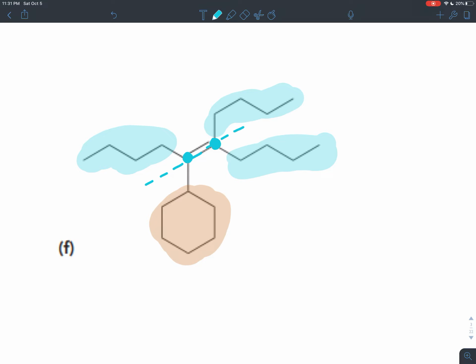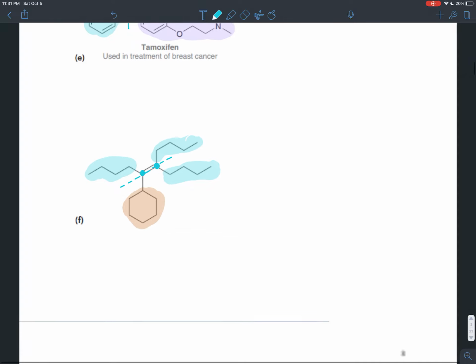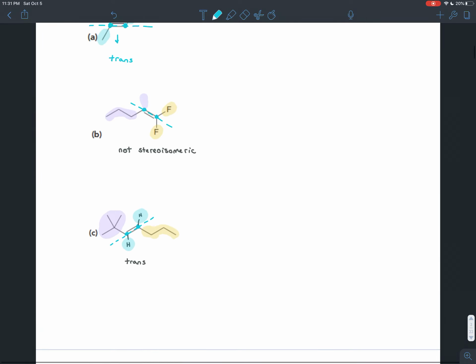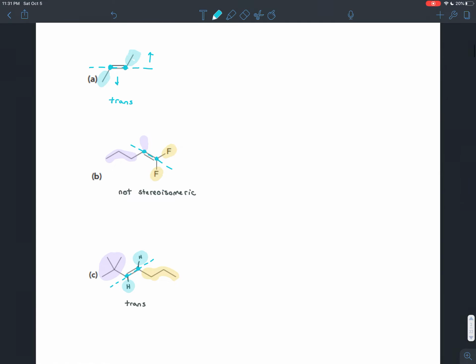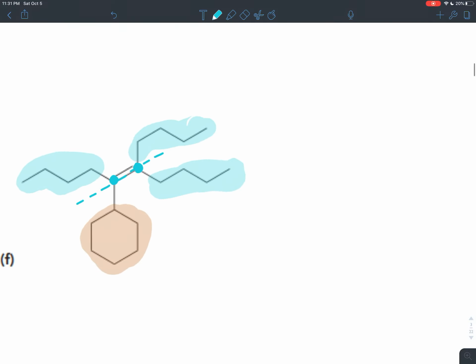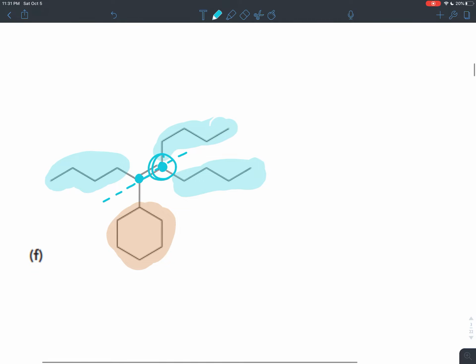Now we saw this before. Although we do have the same group on both of the carbons, on this carbon on the right, it's both going cis and trans. It's the same branch attached to that carbon. Compare that with what happened with the fluorines a little earlier. You had a carbon that had two fluorines attached to it, the same group attached to it. Because you have two butyl groups attached to this same carbon, this is not going to be stereoisomeric.